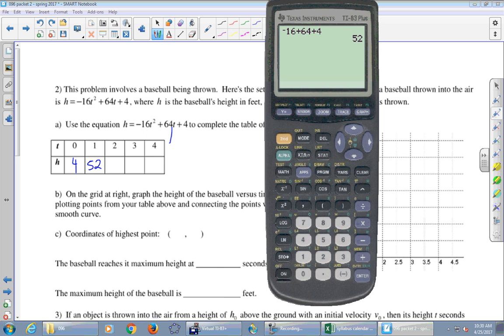Okay, now we're going to do t equals 2. So that formula says t squared. How much is t squared? When t is 2, it's 4, right? Plus 64 times t. How much is t in this case? It's 2. And then always plus 4. Everybody see what we're doing here with this formula? I got 68 there.